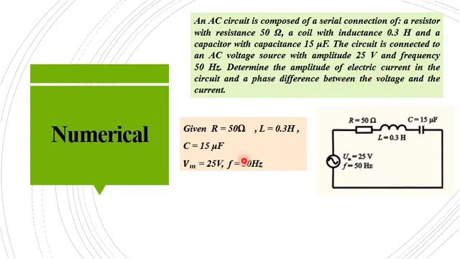Since Vm is given, we can write Im is equal to Vm by Z. Because in an AC circuit, current is always voltage by impedance, since there is not only a resistor, but also a capacitor as well as an inductor. So first we need to find the impedance value. Impedance Z is equal to root of R square plus XL minus XC the whole square. In the question only L and C are given. We need to find XL and XC.